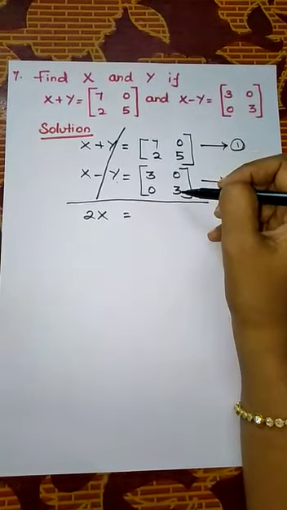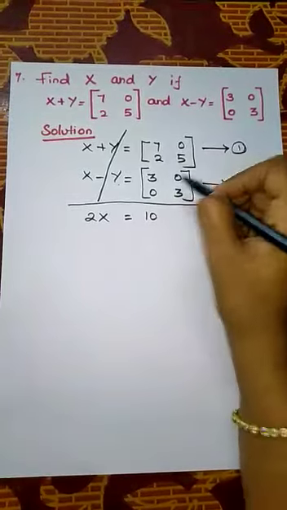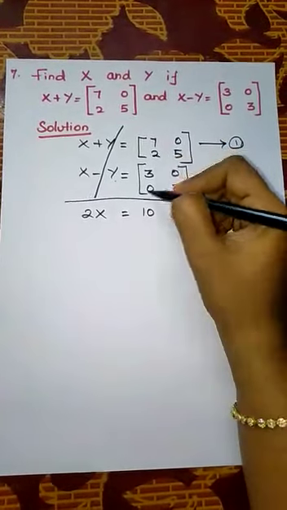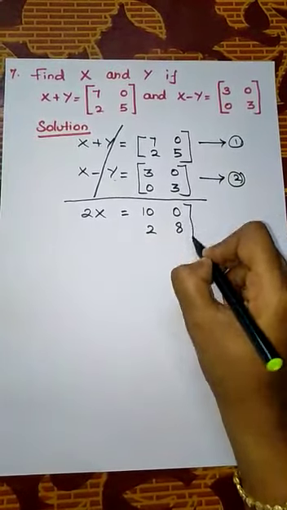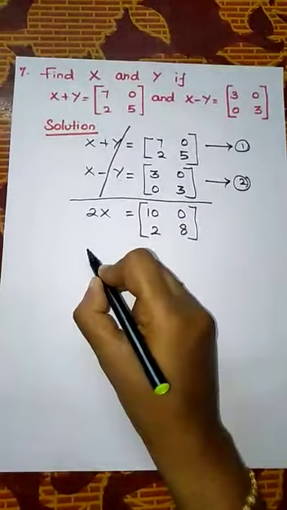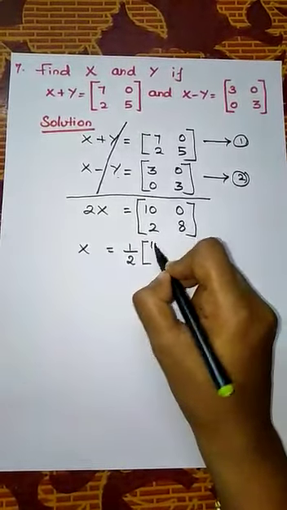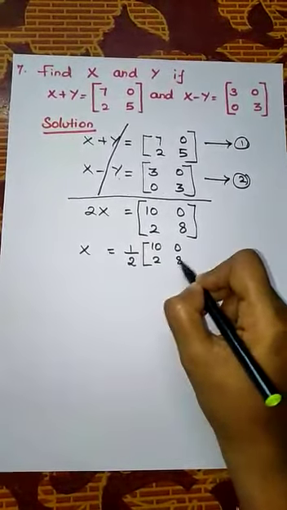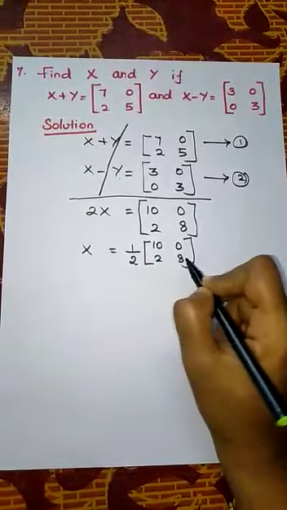So directly we have to add the values. 7 plus 3, 10. 0 plus 0, 0. 2 plus 0, 2. 5 plus 3, 8. This is our 2x value. But we need our x value only. So x is equal to 1 by 2 of 10, 0, 2, 8. Now multiply the 1 by 2 with A11, A12, A21 and A22.